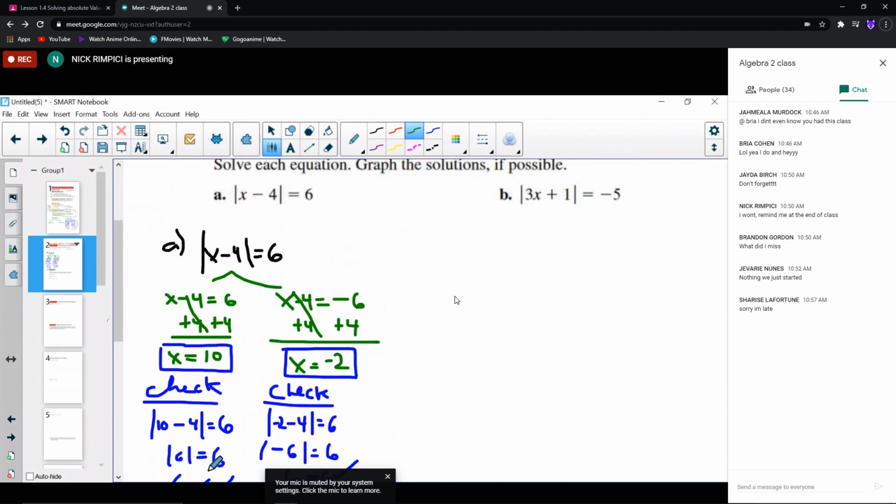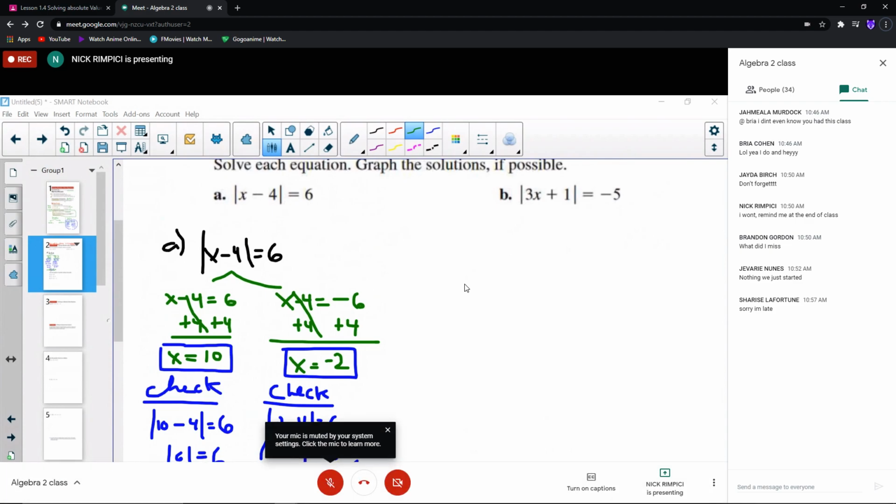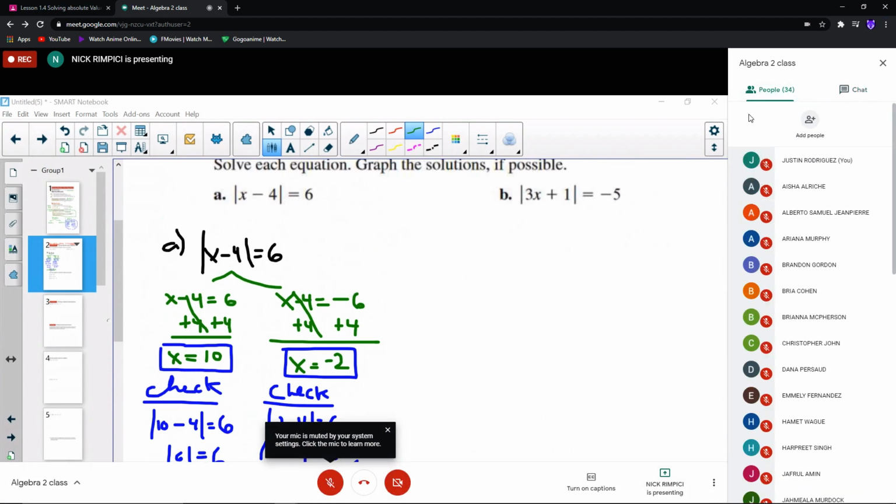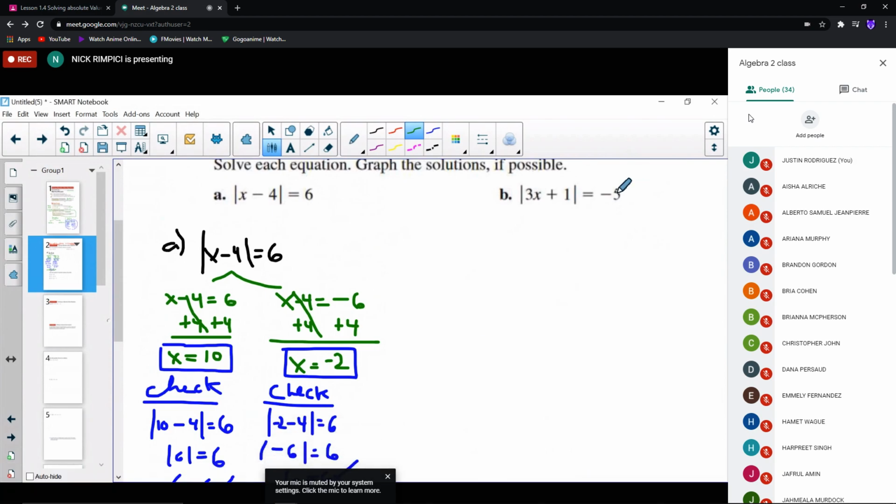Yes. Is it because C is a negative, right? Say again. C is a negative, right? Yes, yes, yes, yes. Both of you are right. Because C is less than 0, it's impossible. It's impossible for this to ever be negative 5. That can't happen. It won't work. So this one is not going to have a solution. There's going to be no solution.